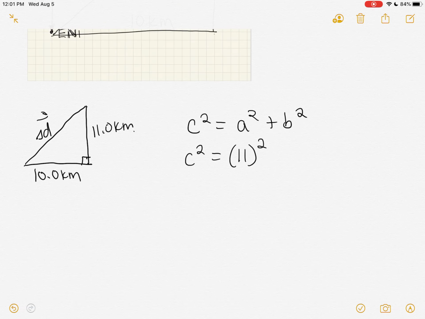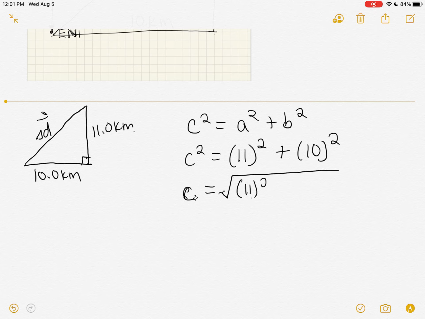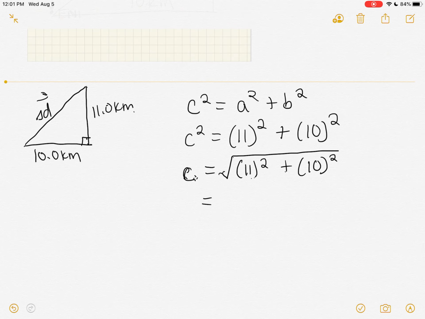And our b squared is going to be our 10. And so then c is going to be the square root of 11 squared plus 10 squared. And so we're going to end up with a c of 14.9 kilometers.